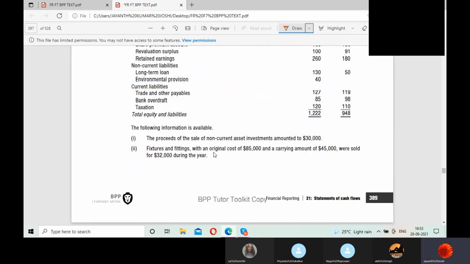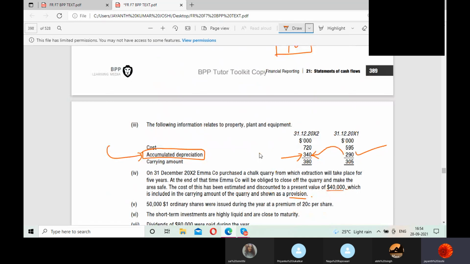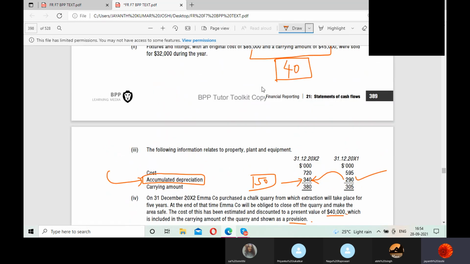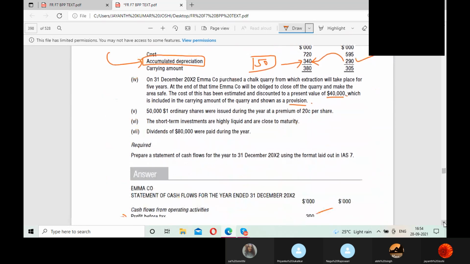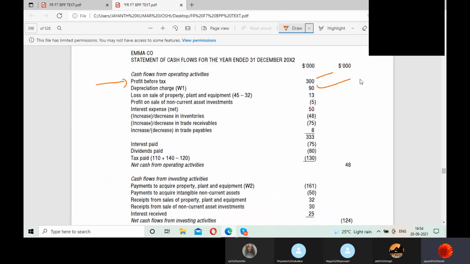So we had fixtures and fittings, original cost this much and carrying amount this much. So how much is the depreciation here? 40. Correct? Why? Because the value of this has also come down. And here we have 50. So 50 and 40 makes it 90, correct? That is your depreciation. Done.